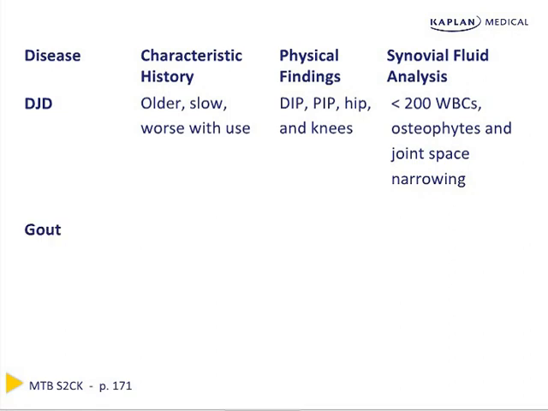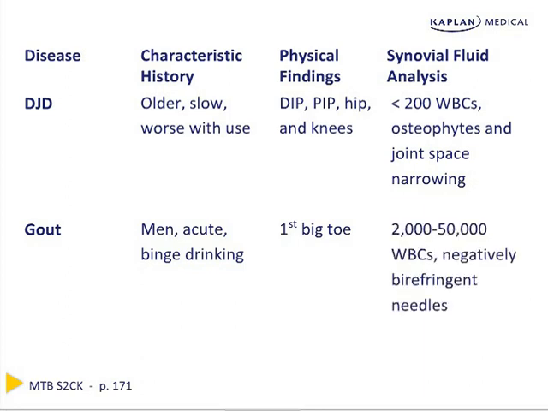In gout, you want to look for a patient who is male, has had a recent acute binge drinking, consumes a lot of red meat. Physical finding, the classic, is the first big toe. And you're going to find between 2 and 50,000 white cells and negatively birefringent needles.